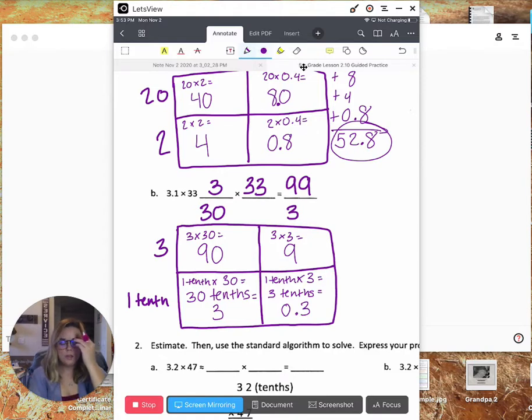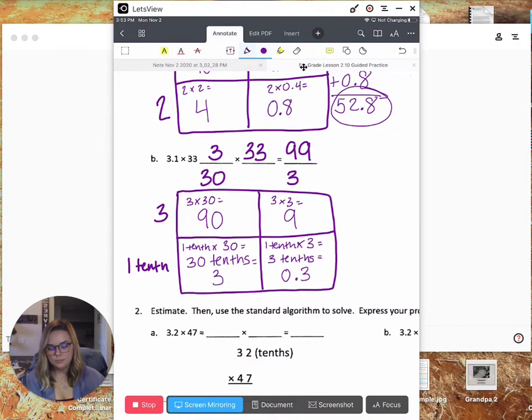So let's take a look back really quick at this box. The 1/10 times 30 equals 30/10. There's a couple of ways that we know that 30/10 is equal to 3. We can think of 30/10 sticks and group them into 3 wholes. We also know that 10/10 is equal to 1. So in 30/10 we have 3 groups of 10/10, which is going to equal 3.